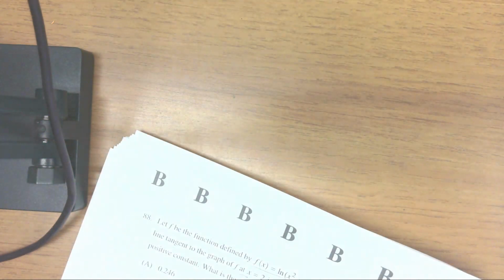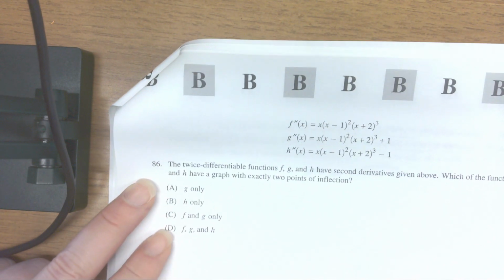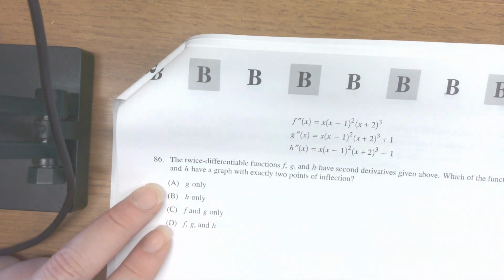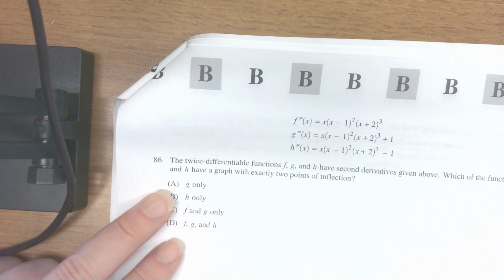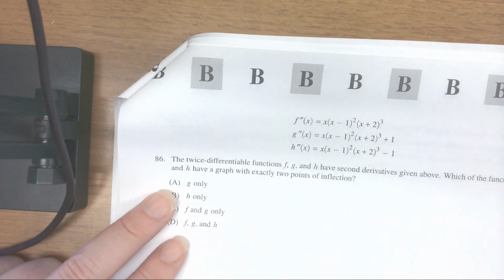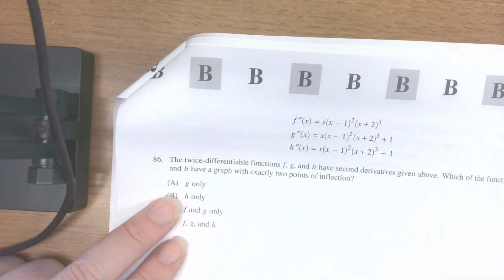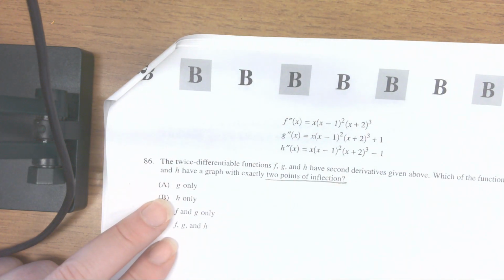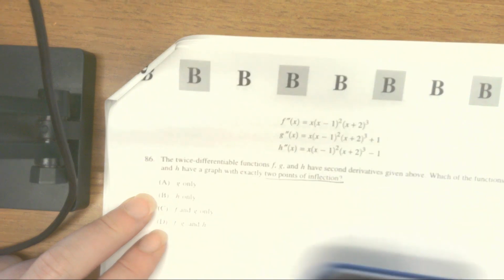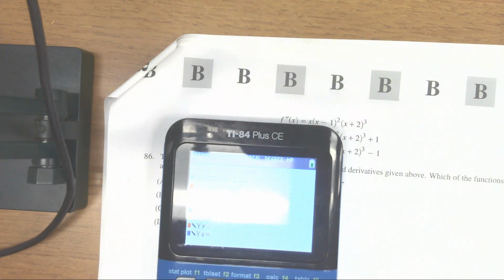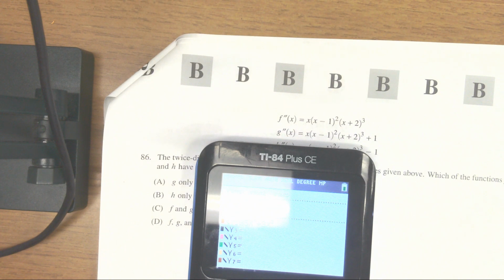86? 96. 86. Ooh. Twice differentiable functions f, g, and h have the second derivatives given above. Which of the functions f, g, and h have exactly 2 points of inflection? Oh, yay! How do we tell points of inflection? When the double derivative switches signs, right? So let's just graph these all and find out which ones have 2 points of inflection. Oh, could you do a sign chart? Sure, but we have our calculators. Let's just graph these. And this is why you have 45 minutes on this section, right? A lot of these take longer when you have to graph them to find the answers.